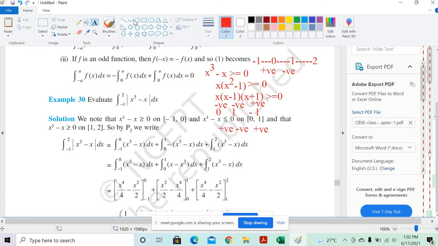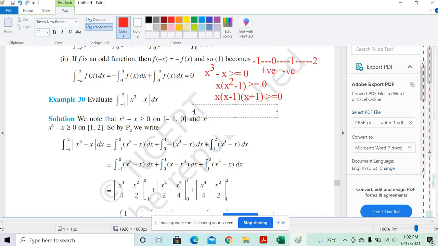Got it? So when I take this, let's remove this part from here. Now I'll put the value between minus 1 and 0. So first, case number 1, when the x value is minus 1 less than x less than 0, correct? In this case, put x is equal to minus 0.5. Is it okay?